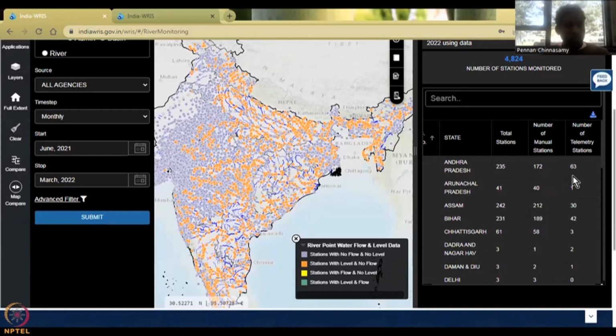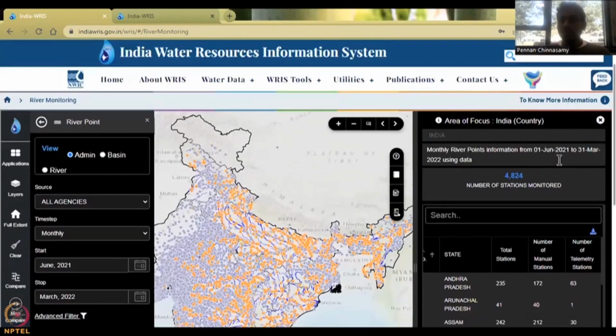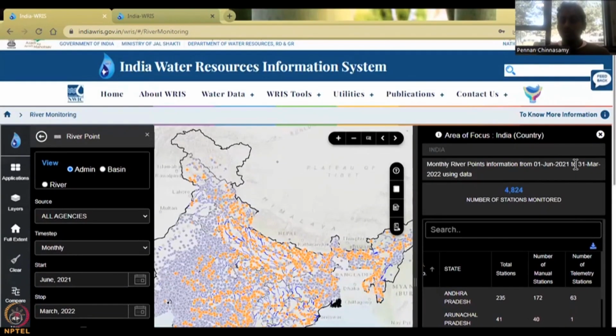Okay, so please understand that there are possibilities of increasing these telemetry stations if there is a lot of science and development on low-cost sensors and effective sensors. Okay, so this telemetry data is what is responsible for giving you this up-to-date data on the website, 31st March.